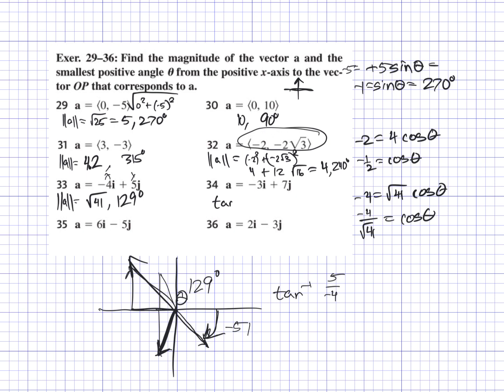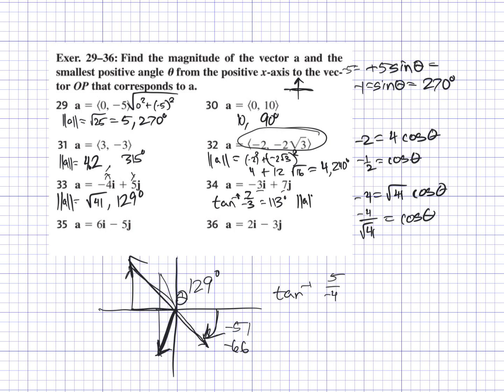So you could do the arc tangent of 7 over negative 3. Again, where are we? X is negative and y is positive. We're in the second quadrant again. So when you take the arc tangent of 7 divided by negative 3, you get negative 66. So 180 degrees the other direction puts you at 113.2 degrees. 113 degrees. Okay? Now what's our magnitude?